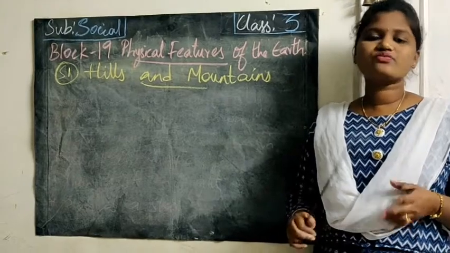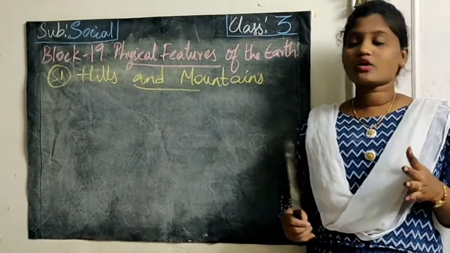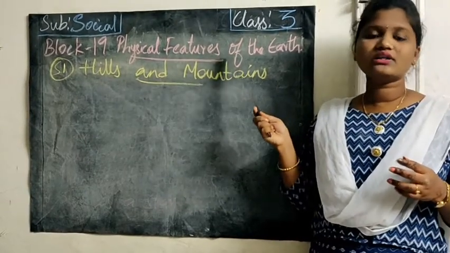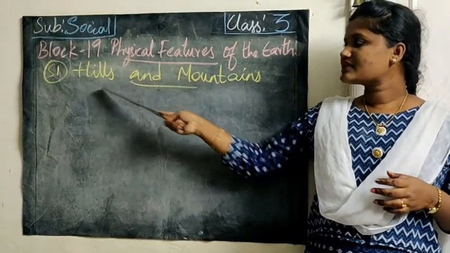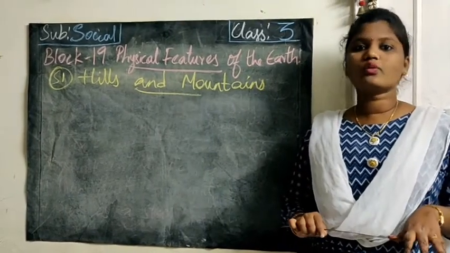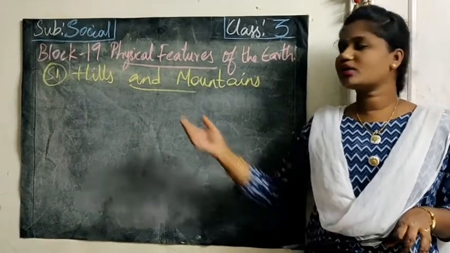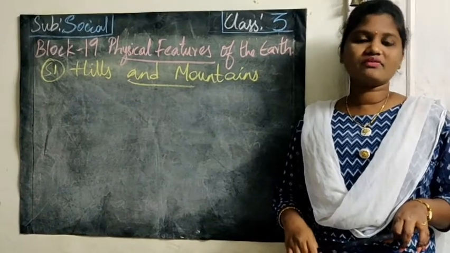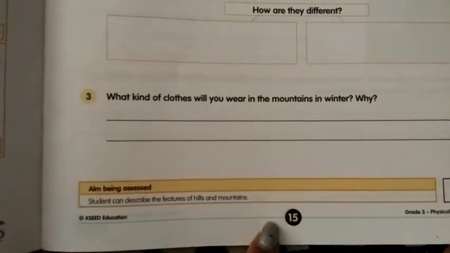But in today's class we will learn about two. These are called physical features of our earth. In S1 we will read about hills and mountains. We will see the pictures from your workbook and find out about the hills and the mountains, children. Open your workbook, page number 15.